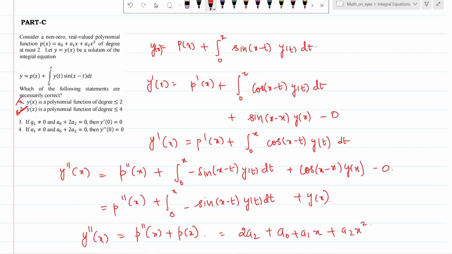Now, if a1 is not equal to 0, and a0 plus 2a2 is equal to 0, then what happens to y dash of 0?